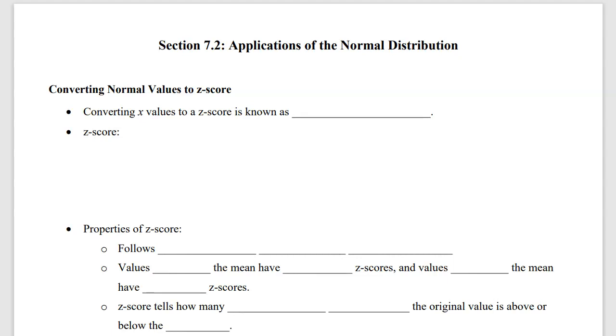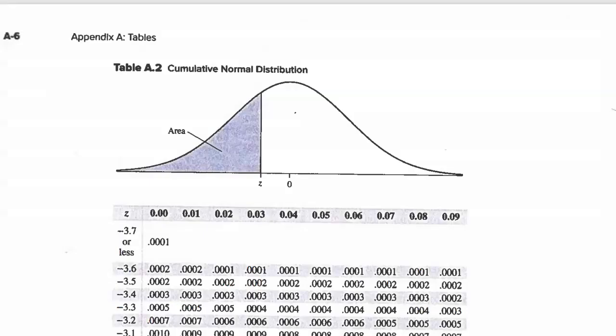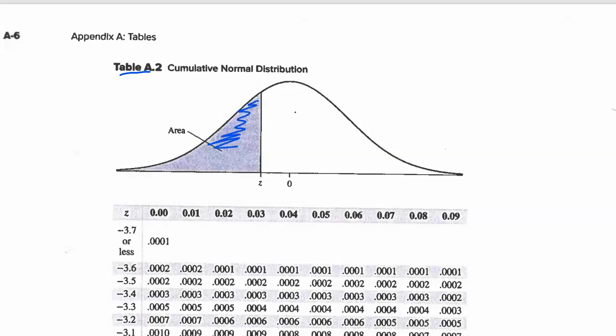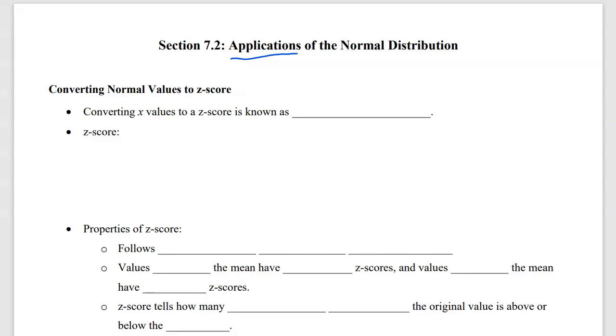Going to talk about some applications with the normal distribution. We've already talked about how to use the cumulative normal table. We talked a little bit about the fact that it only gives us proportions or areas to the left of the z-score, and we're going to be using that. But what we need to do is, we're not given z-scores in real life.